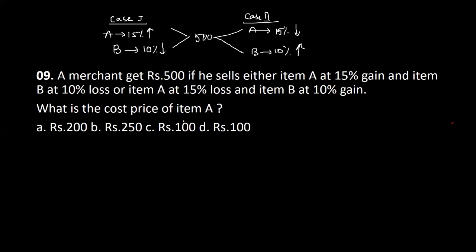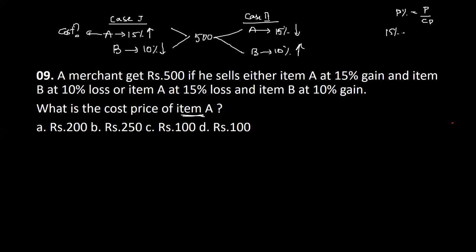Now, what is the cost price of item A? You need to find out how much this one costs. Okay, that's the question, students. So remember what we had spoken of yesterday? Whenever you have the profit percentage, it is always calculated on P by CP, right? I told you something about the fractions yesterday.